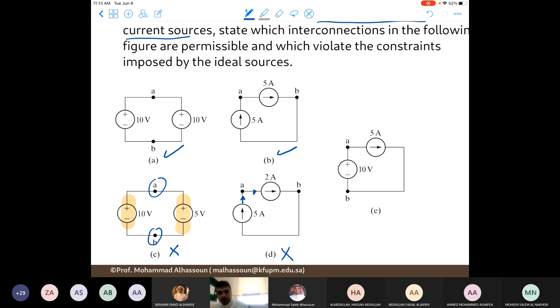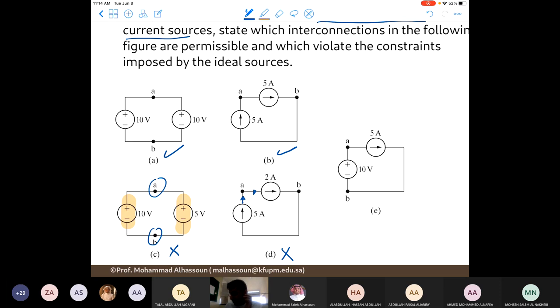E, let's say, Talal. Yes, I think E is valid. Why? Because one part has a 5 ampere current, and the other part has 10 volt voltage. Okay, so yes, makes sense. If you remember the definition of an ideal voltage source, it is a voltage source that has a constant voltage no matter what the current is. So either way, the voltage is constant. Exactly. The current source is the same.